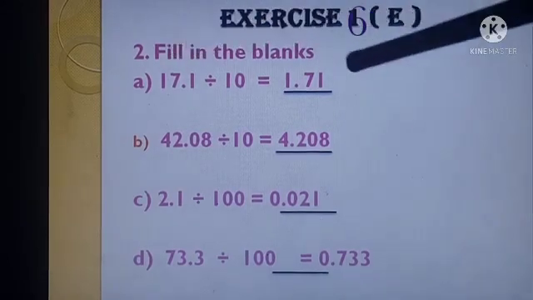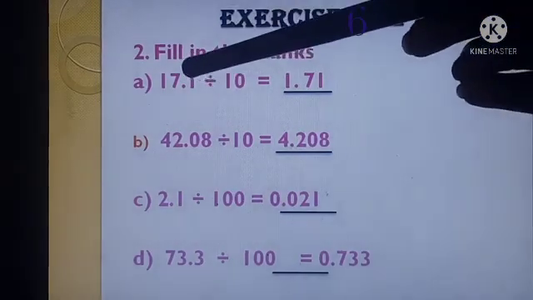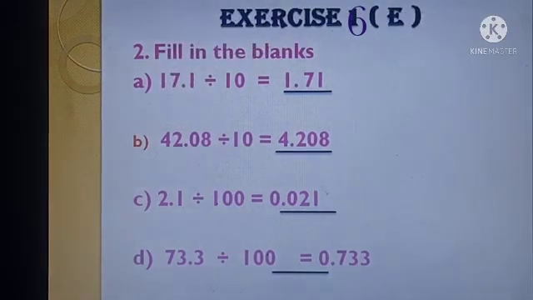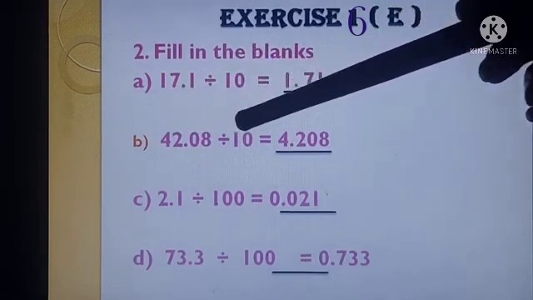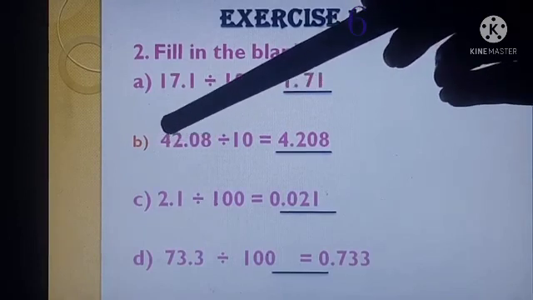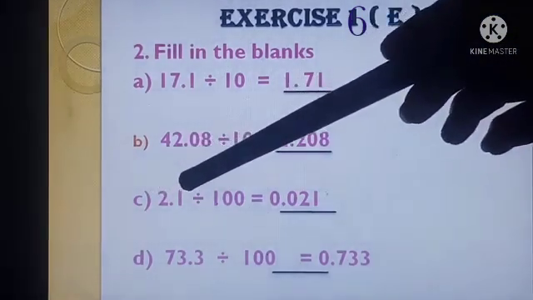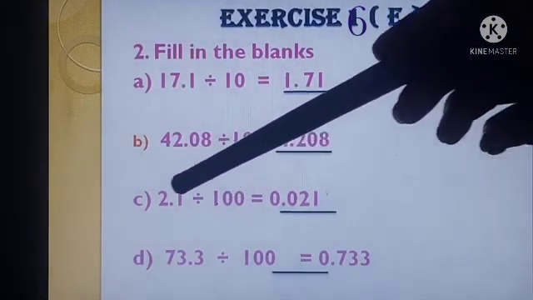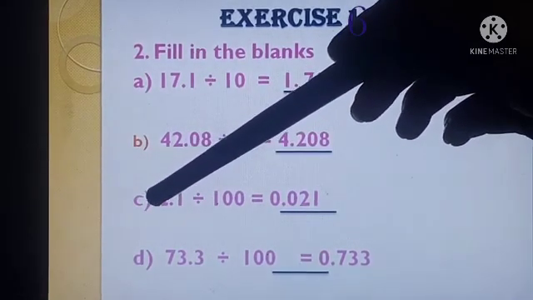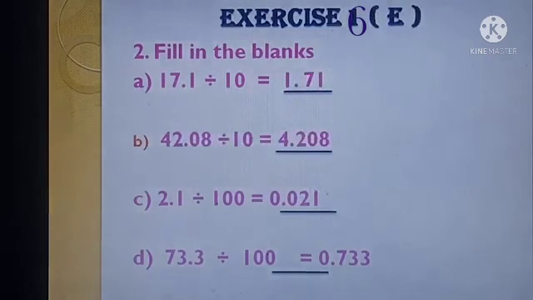Orally we will do it, because these are fill in the blanks. 17.1 divided by 10. See, the division sign is there, so the decimal will shift one place back. So the answer will become 1.71. 42.08 divided by 10. 10 is there, so the decimal will shift one place back: 4.208. 2.1 divided by 100. 100 has 2 zeros, so the decimal will shift 2 places back. One place is there, for the other place no digit is there, so we will put 0. So our answer will become 0.021.